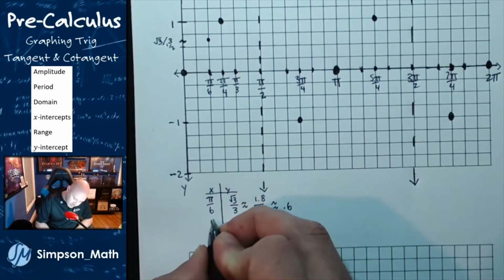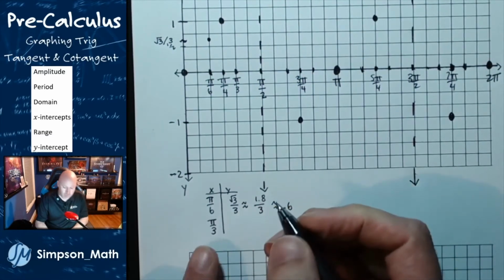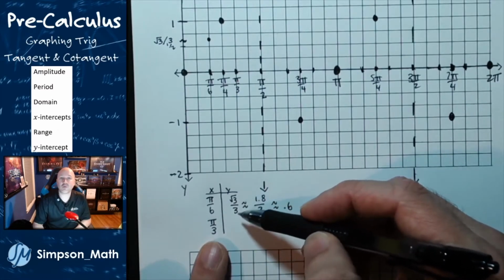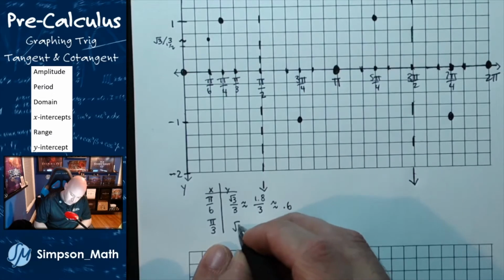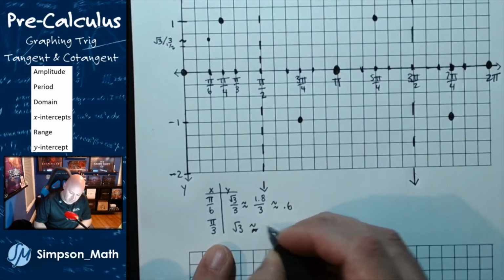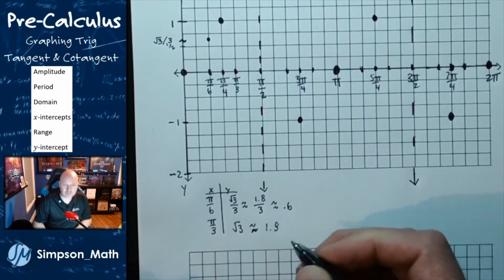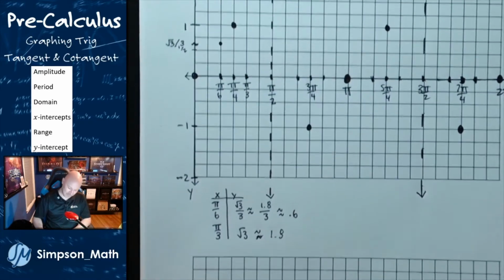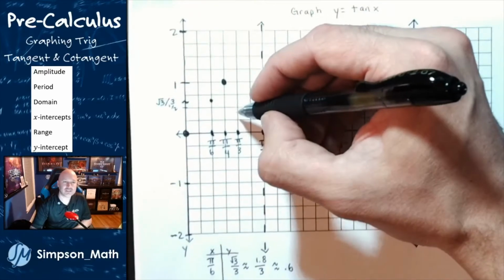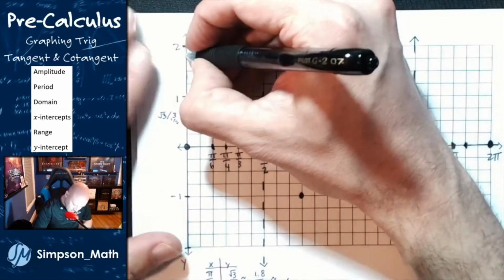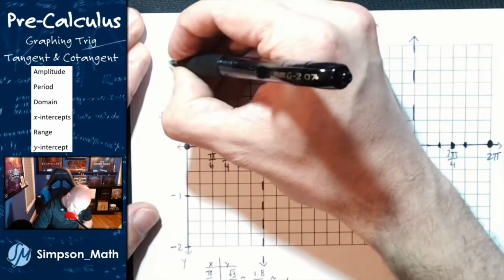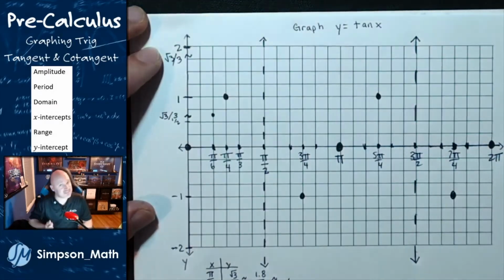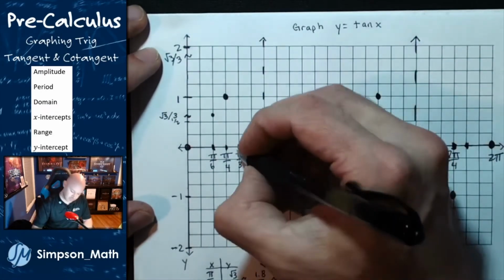Okay, pi thirds. Tangent of pi thirds, well, it's just a reciprocal. It's going to be a root 3. Oh, so it really is really close to 1.8. More like 1.7, but I'm rounding up to 1.8. So at about pi thirds, I need to go up to about 1.8-ish. I'm labeling the y-axis with an exact value, not the decimal approximation.